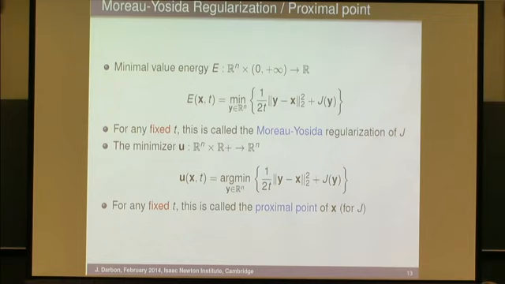But in signal processing, you are interested not in this minimal value, but in the minimizer. And when you have something quadratic like that, in the literature, you call that the proximal point of X relative to the prior J. So I want to study those two mappings, and in particular this one, which is of interest in imaging.